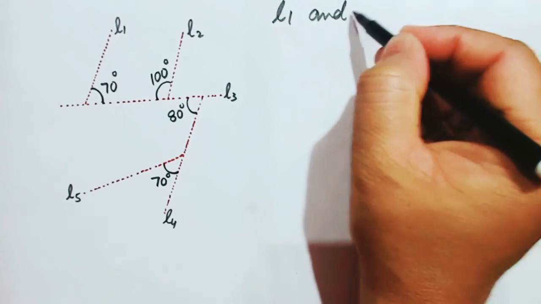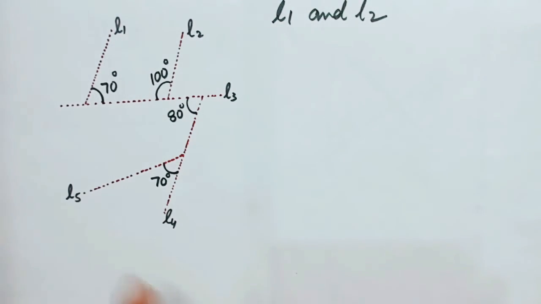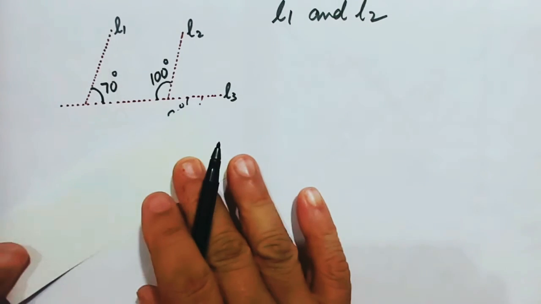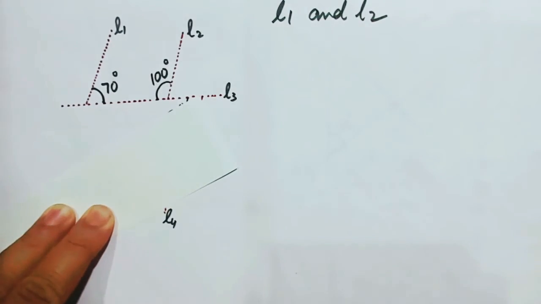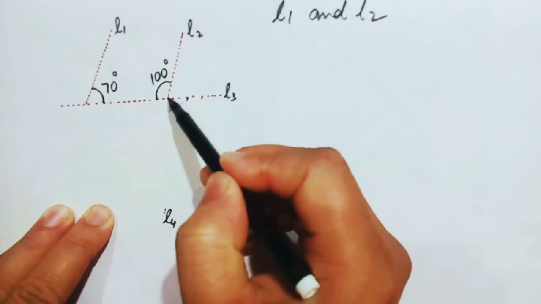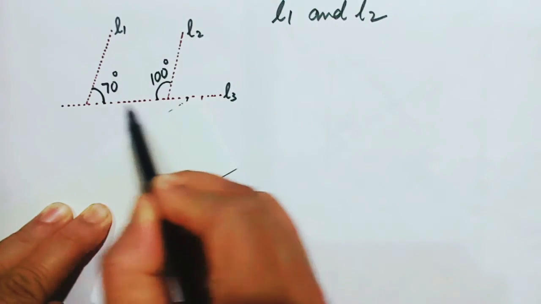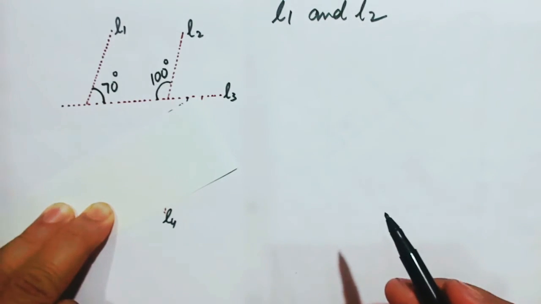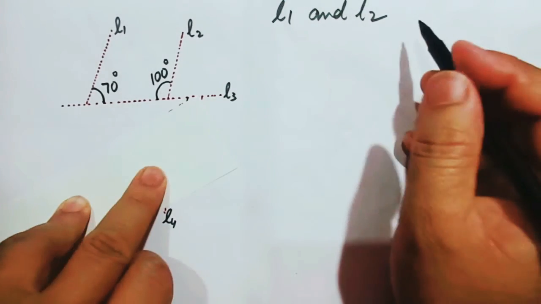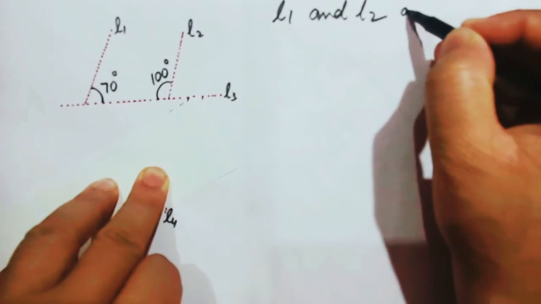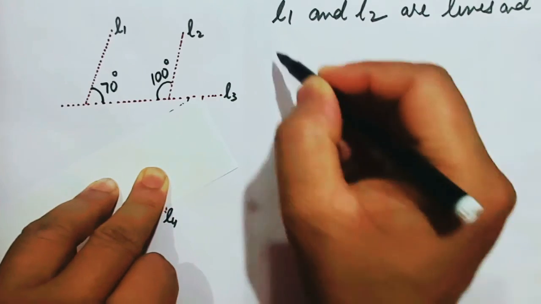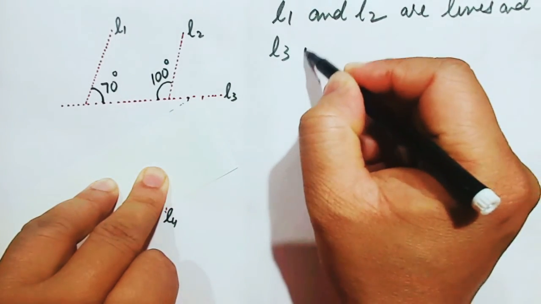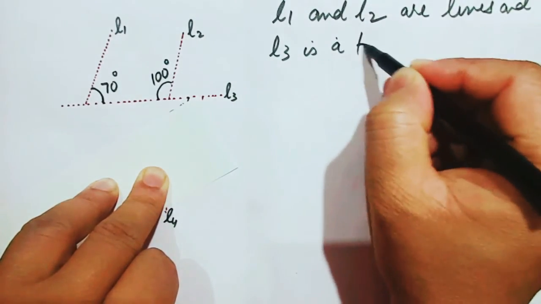Now when you are looking at L1 and L2, naturally you need to hide the remaining. Why? Because L1 and L2 are the lines and here L3 is the transversal. Okay? So here I would mention L1 and L2 are lines and L3 is a transversal.